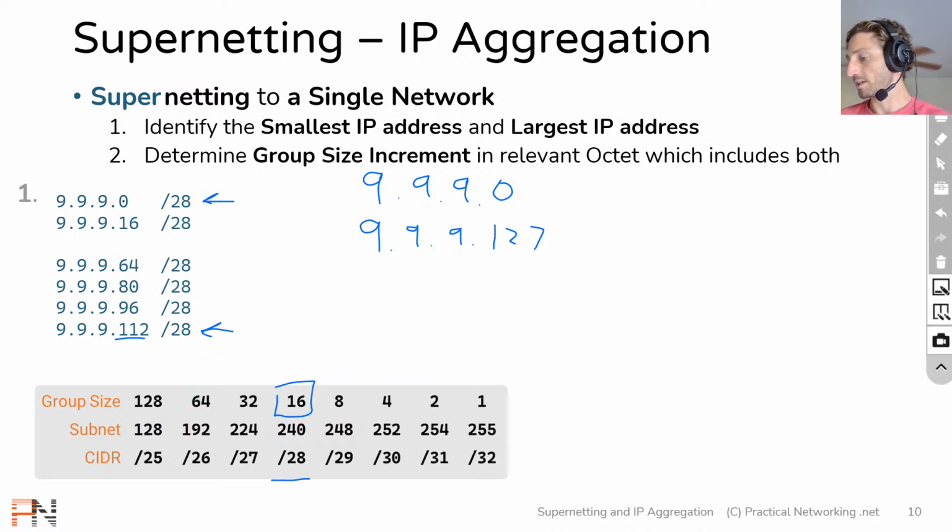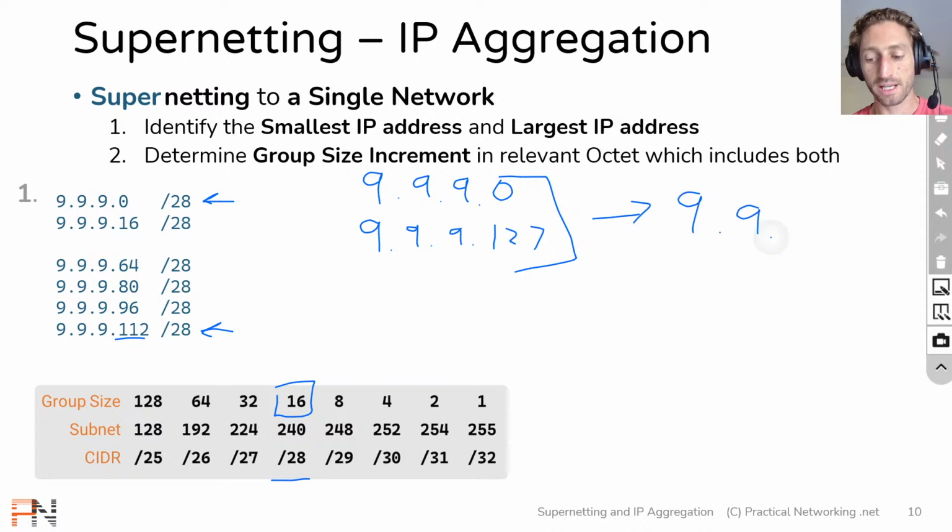Now we just need to see if there's a particular /25 jump that we can use that incorporates both of these addresses. Well, as you know, /25 has an increment of 128, which means all the network IDs start with .0 and end with 128. And you'll see that both of those fall into the first /25, giving us a summary answer of 9.9.9.0/25.